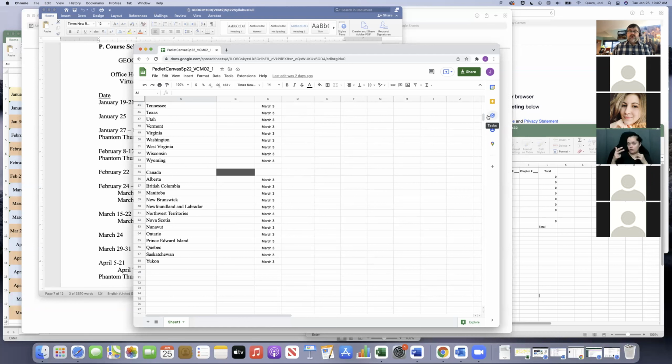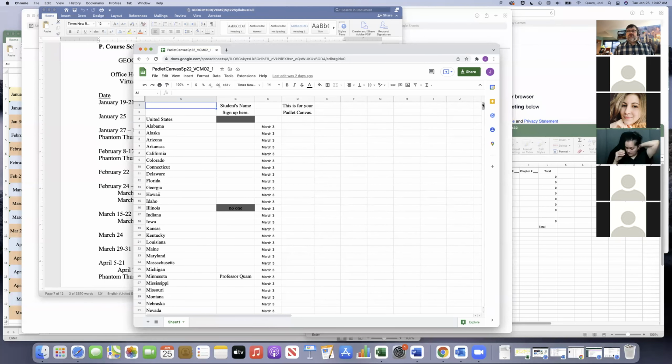And again, we don't need to duplicate. We want to find out all sorts of places and not have the same one done twice. So I will also be sending you this link, and at your leisure, you can pick one of these states or provinces or territories. Everybody will have that ready to show on March 3rd.